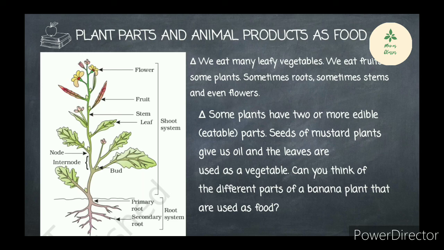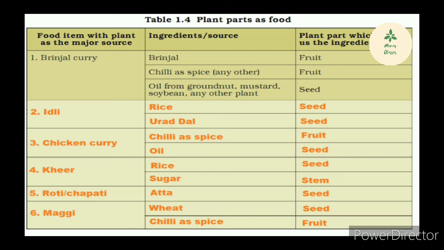Next slide, you may get many examples. Just go through this. Plant parts as a food. Here is the example. Brinjal curry: we need brinjal, chili as a spice, and oil from groundnut, mustard, soya bean, or any other plant. In brinjal, the plant part name is fruit. Chili plant part name is fruit. And the oil and other ingredients, the plant part name is seed.